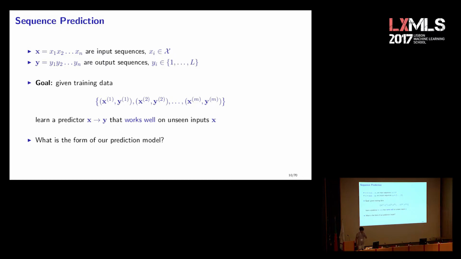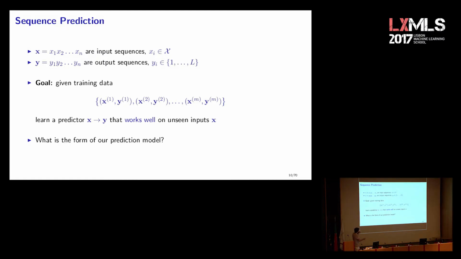So let's start describing what the objects are. X is going to be a sequence, an input sequence that has n elements. Each of the elements could be anything. Let's think for now that they are words. So we have a space of words X, and then we build sequences out of these words. But it could be anything.